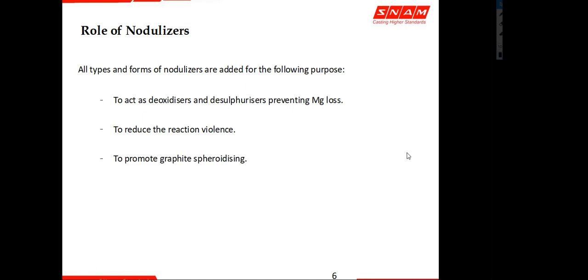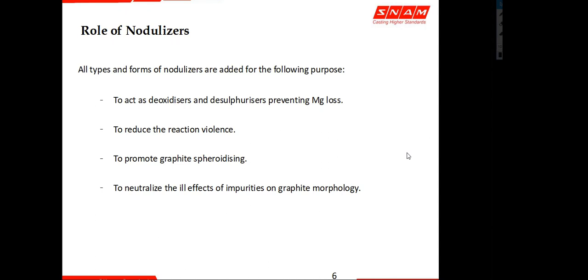To promote graphite spheroidization. That is the ultimate functionality of a nodalizer. The aim of a nodalizer is to give maximum or 100% spheroidization. So you add magnesium, or any form of nodalizer, to your ductile iron base metal. It should ensure that all the graphite present in the metal gets converted into spheroids.